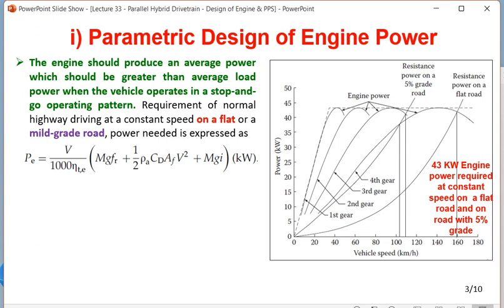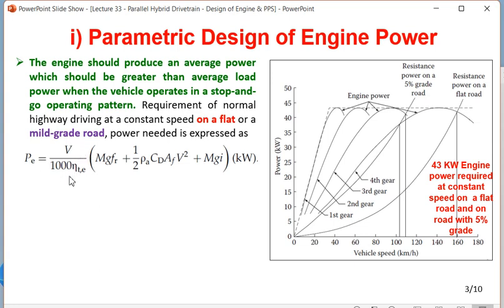Okay, so there is a formula. This formula is given for power in normal highway driving at a constant speed on a flat road or a mild grade road. So here you can see this graph. Here mild grade is called a 5% grade. So what is the average power on a flat road? It is given by PE, P means power, E stands for engine, V divided by 1000 eta TE.